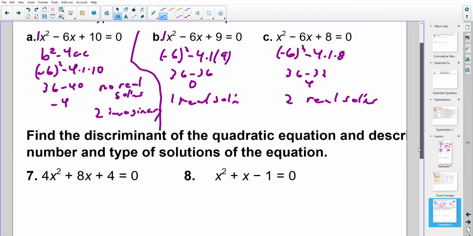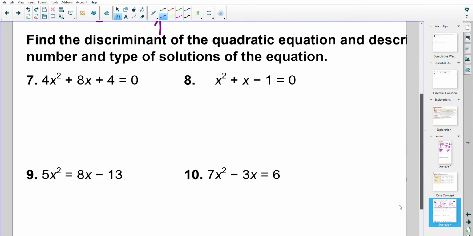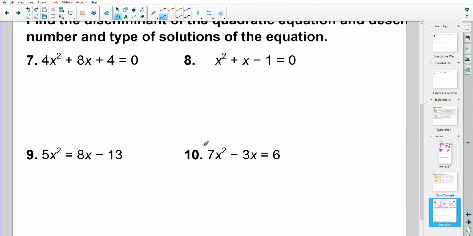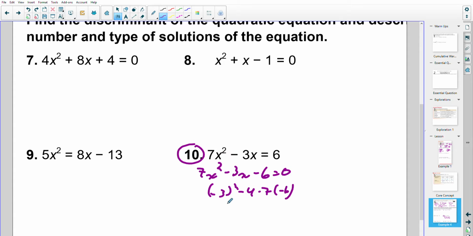So you have three different cases that exist. You're going to put it in general form. So for number 10, you would first write it in this form, setting it equal to 0. Then you can get your a, b, and your c. Negative 3 squared minus 4ac. As you can see, negatives are extremely important here. Negative 3 times negative 3, 9. But this becomes a positive because of the two negatives.